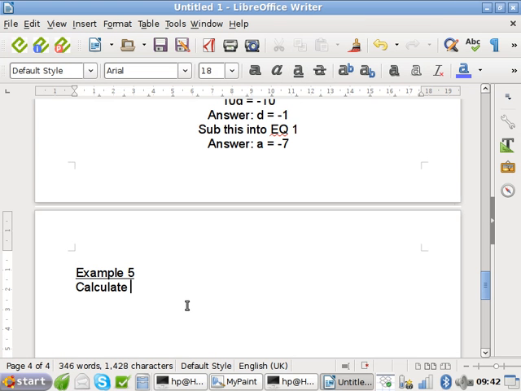Calculate S40. So what does S40 mean? The sum of the first 40 terms. So I'll tell you what the first few are: 8 plus 11 plus 14 plus, and then you skip many of them and finish at 125.